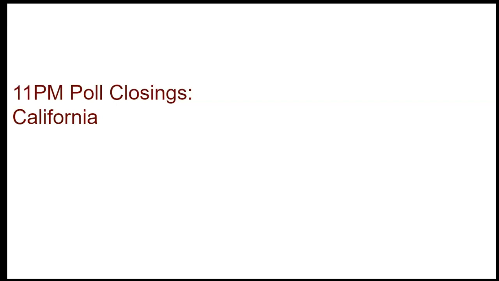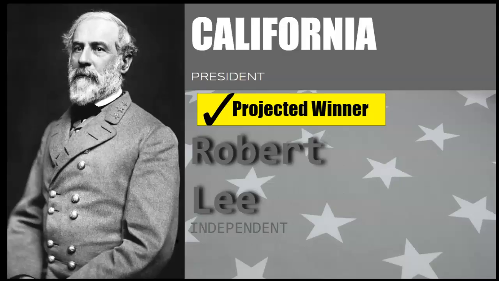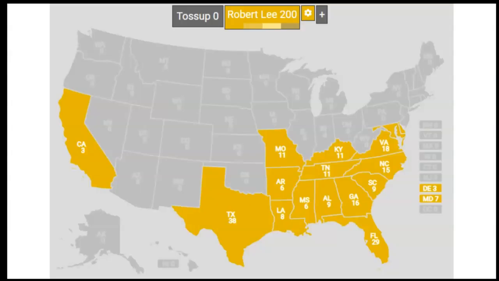We now have poll closings out of California. Now, California is only about 4 or 5 counties out of California that's part of the Confederacy. We're talking Orange County, San Bernardino County, San Diego, and there's one more that I'm forgetting. Sorry if I forgot you, it's just those 4 or 5 counties down there in the very southern part of California. And out of California, we can project that Robert Lee will be the projected winner out of the state, winning their tiny electoral votes of 3 electoral votes. He's now sitting at 200 electoral votes, which is the maximum electoral vote count.